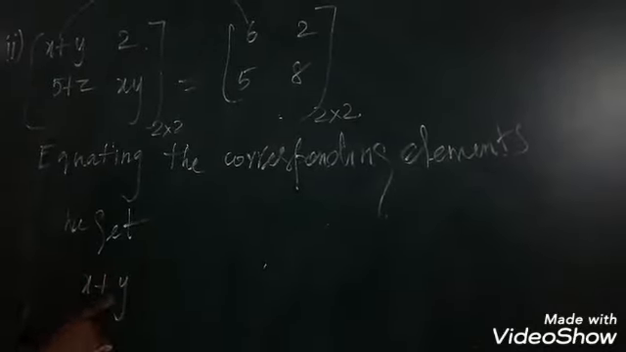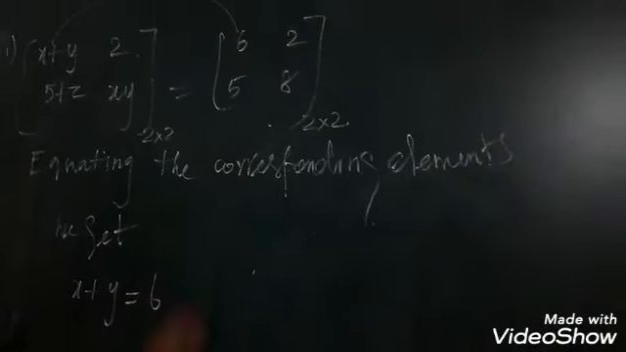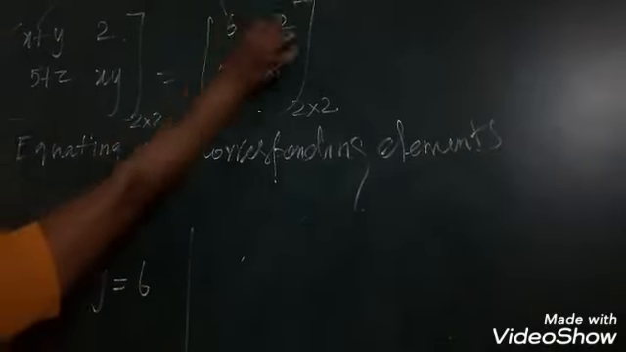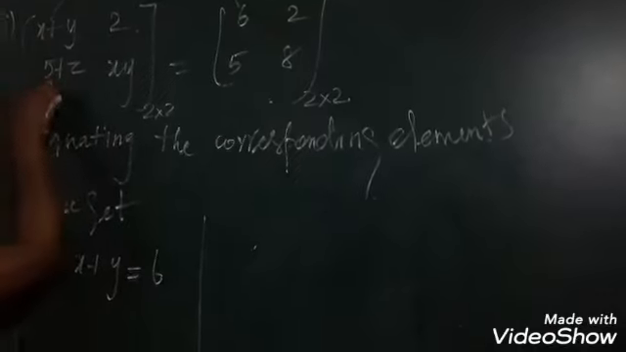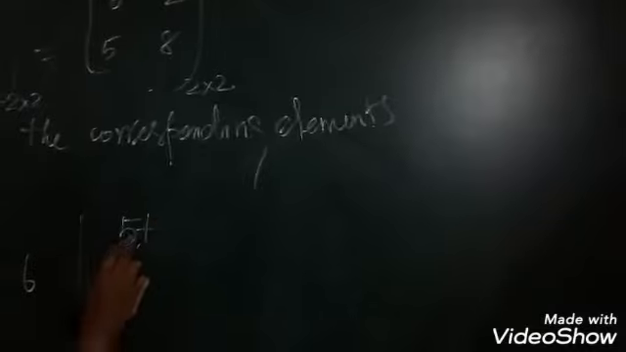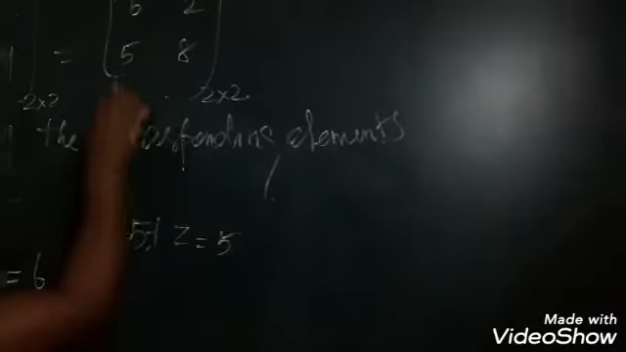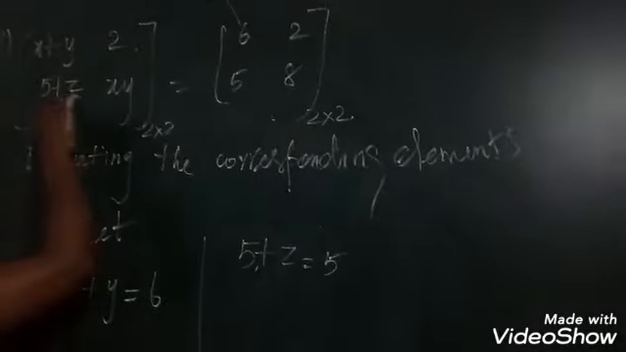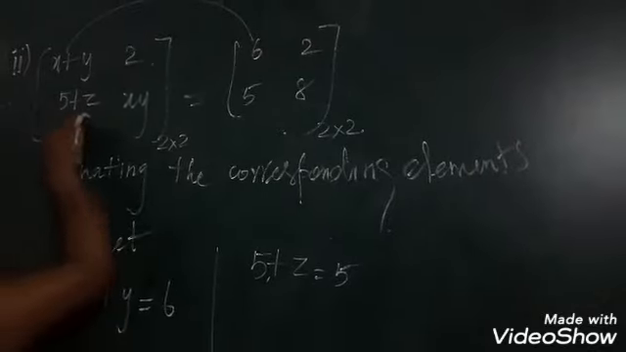Here the left hand side is x plus y, the right hand side is 6. Okay. Then next, here 2 is 2. Okay. Next, the second row first element. What is the second row first element? 5 plus z is equal to 5. Here you have to equate the second row first element, here also the second row first element. Then next, they have given the last element, xy is equal to 8.